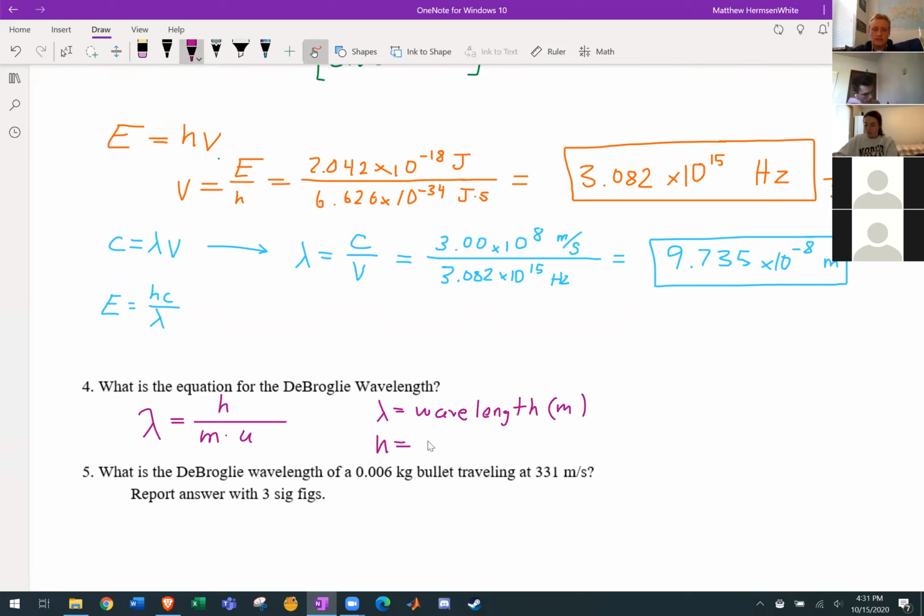The h is Planck's constant, which is 6.626 times 10 to the minus 34 joules times seconds. M is the mass of the object, and this is in kilograms, so just be careful here, not regular grams. And then the u is velocity, and this is meters per second.